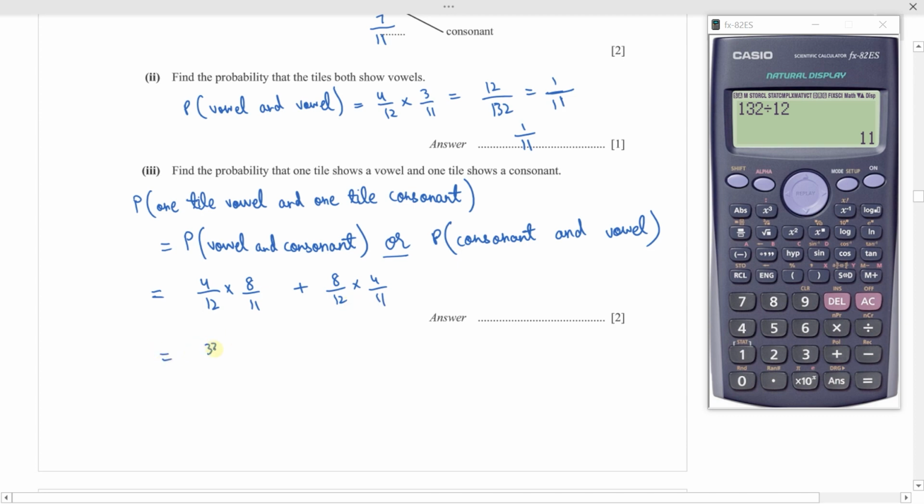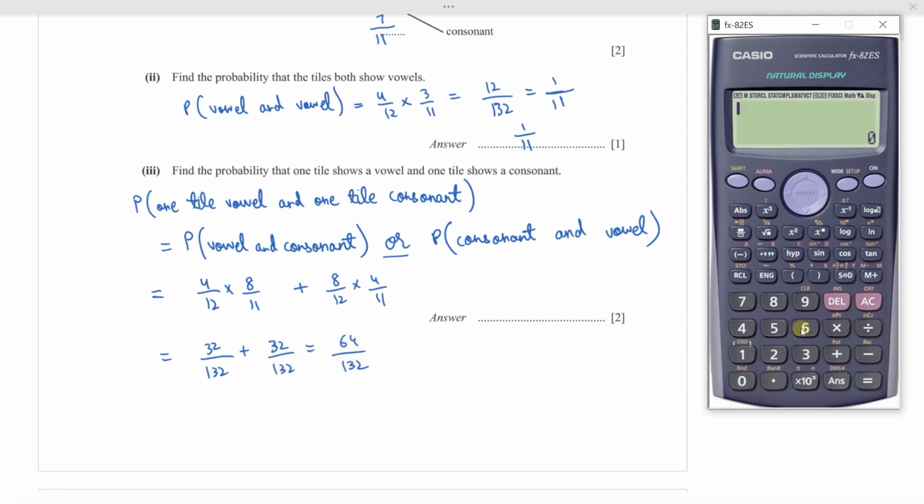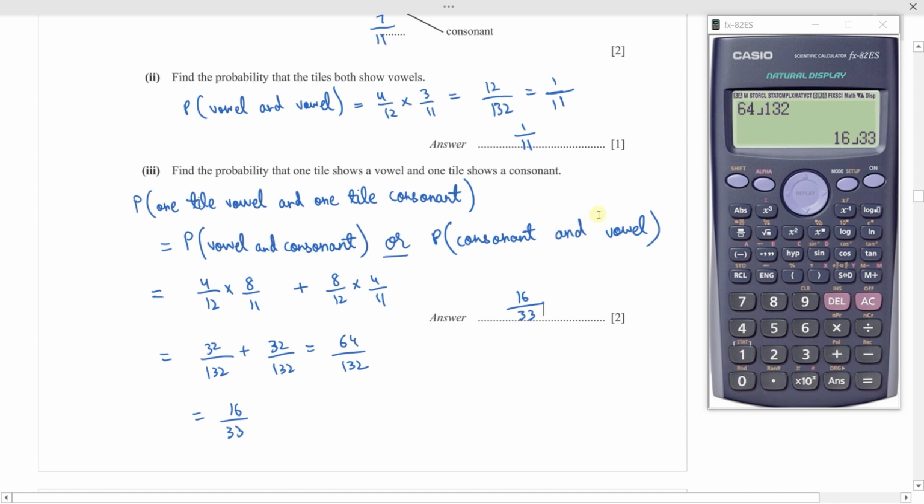So this is 32 over 132 plus 32 over 132, which is 64 over 132. And I can simplify it. It's 16 over 33. So this is the probability that when you pick two tiles, one of them is a vowel and the other one is a consonant.